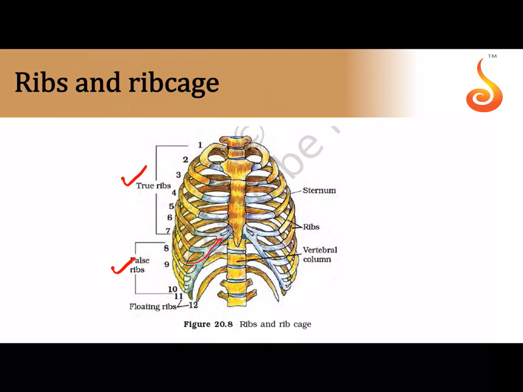This is the cartilage of the seventh rib. The eighth, ninth and 10th rib cartilage joins the cartilage of the seventh rib and then articulates with this bone in the center. This is the sternum bone. Always remember the rib cage articulates with the sternum in the front.